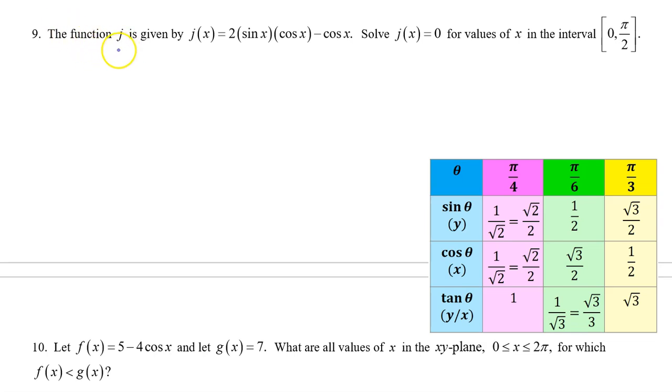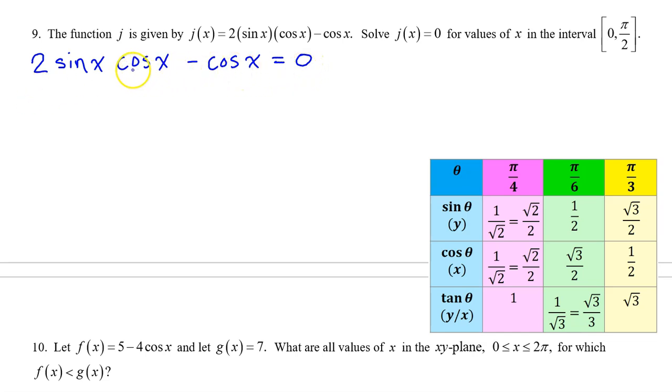Number 9. The function j is given by j of x equals 2 times sine x cosine x minus cosine x. Solve j of x equals 0 for values of x on the interval from 0 to pi over 2. So we need to set j of x equal to 0 and solve. So far we have this.